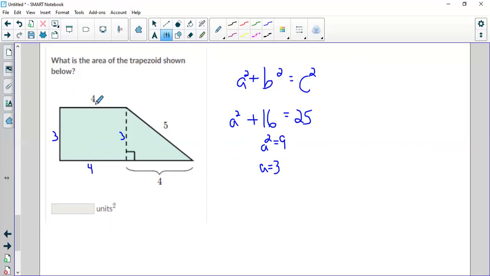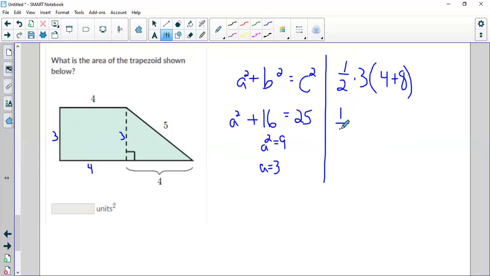So now I need to calculate the area of this trapezoid. I'm going to do it two ways. I'll use the formal formula first. The formula for a trapezoid says 1/2 times height. Well, the height of this trapezoid, straight up and down, is 3, times the bases added together. The bases are two parallel sides, in this case top and bottom. Top is 4, bottom is 4 and 4, that makes 8. So 4 plus 8. All right, do it in parentheses first. 4 plus 8 is 12. So it's 1/2 times 3 times 12.